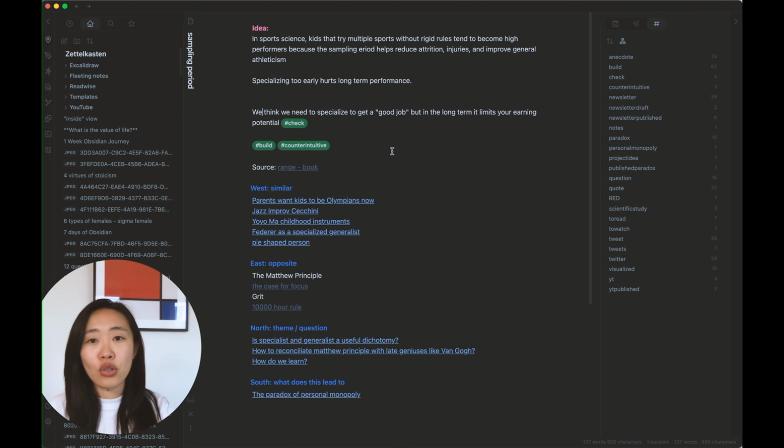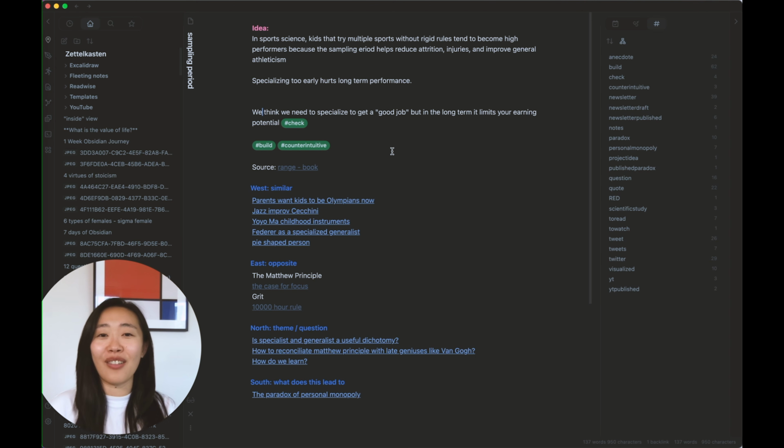So I want to make sure that this is a correct statement, and I'll have to look up earning potential. Is there any scientific study done on this that tracked that when you specialize, you actually earn less over time? And there is something in this book. I just need to find it. So that's why I put check next to it.